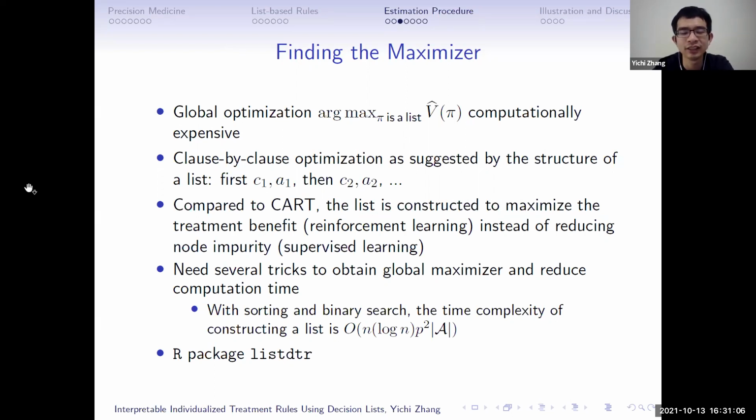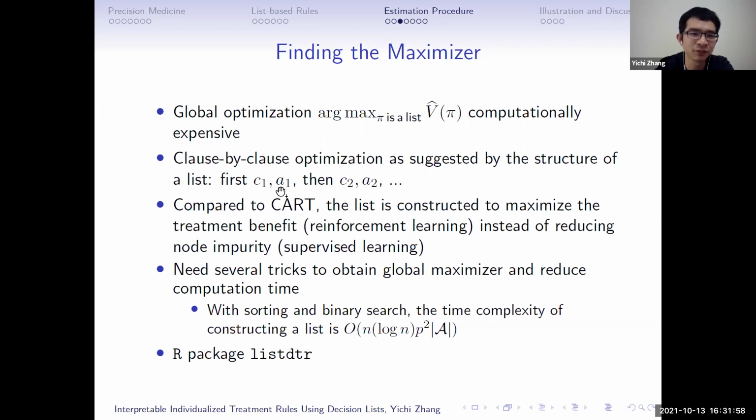If we go with a linear rule, a linear combination, then that's typically easier. But if we go with a decision list because we want interpretability, then finding the global maximizer of our estimated value function among the class of all decision lists is computationally expensive. We have to essentially do a brute force search. There might be some opportunities for optimization, but that still requires exponential time complexity.